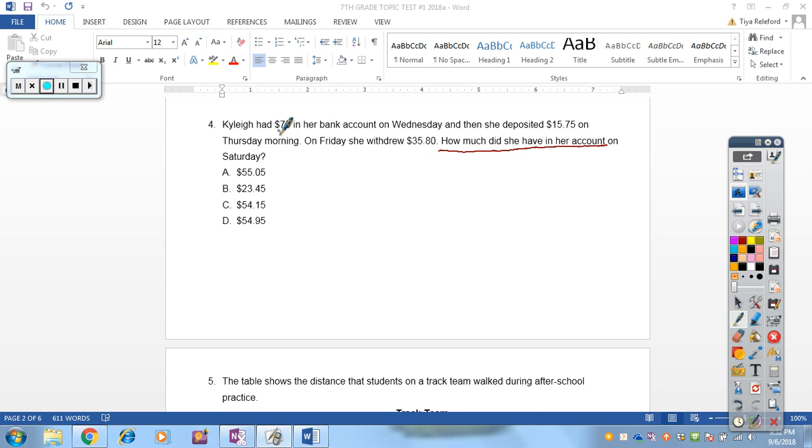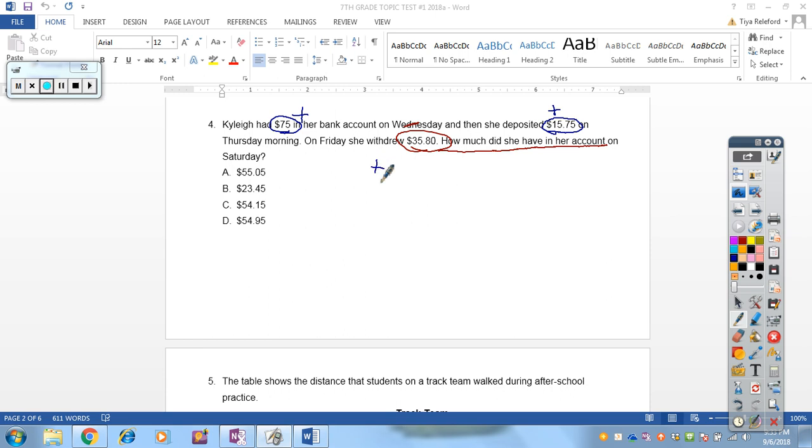Kylie had $75. Is that a positive or a negative? It's positive because she has it, right? And then she deposited $15.75. Is that a positive or a negative? Deposit is positive. And then it says on Friday she withdrew $35.80. Is that a positive or a negative? Negative. Because withdrawing is taking it out.